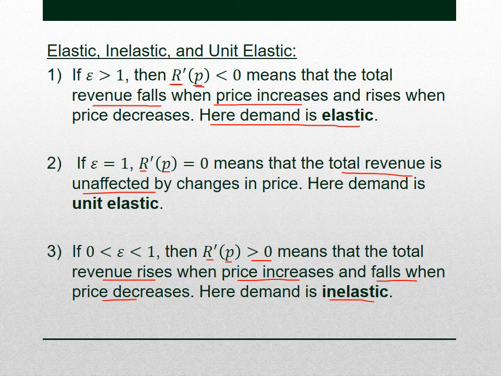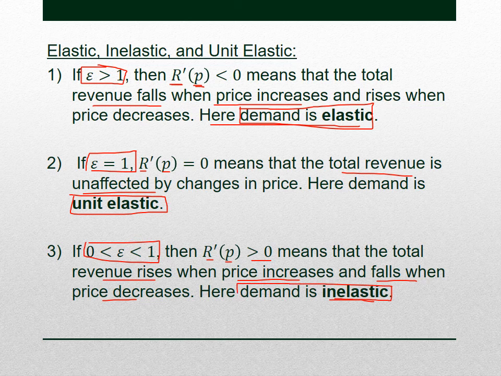Demand is inelastic. So to recap, if epsilon is greater than 1, demand is elastic. So if I say epsilon is 3, is demand elastic, unit elastic, or inelastic? You have to know that when epsilon is greater than 1, for instance 3, demand is elastic. If epsilon equals 1, we are unit elastic, and if epsilon is any number between 0 and 1, then demand is inelastic. All right, so that's something you guys are going to have to memorize.